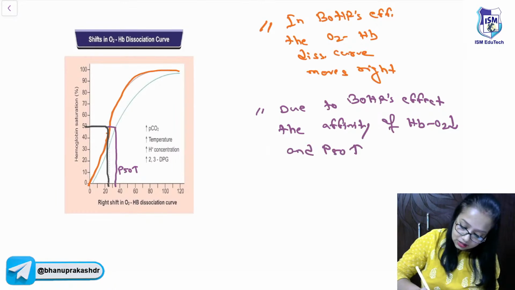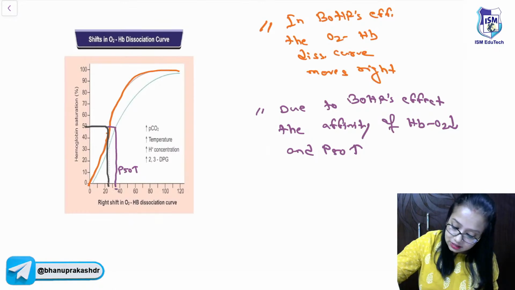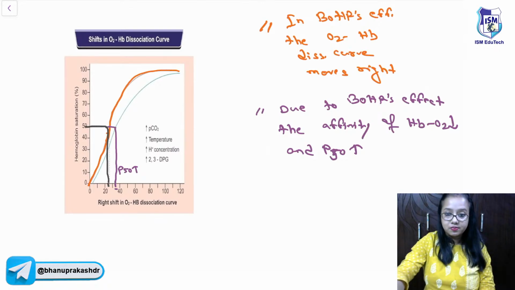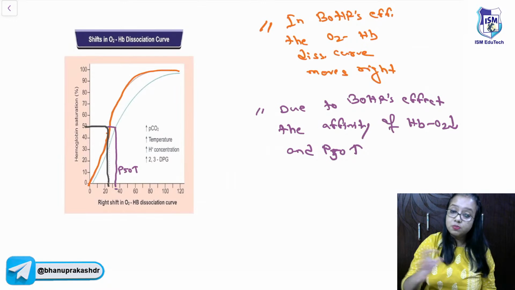So P50, that was like 22 to 25, now you see it has become almost 35. So what we studied is being shown here. Now, this is what happens when there is unloading or Bohr's effect.